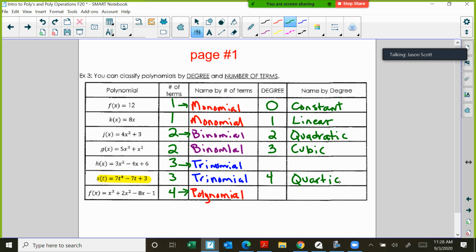So just to finish off the chart, because there's some duplicates, this has a degree of 2, called quadratic. And this last one has a degree of 3, which is also cubic.